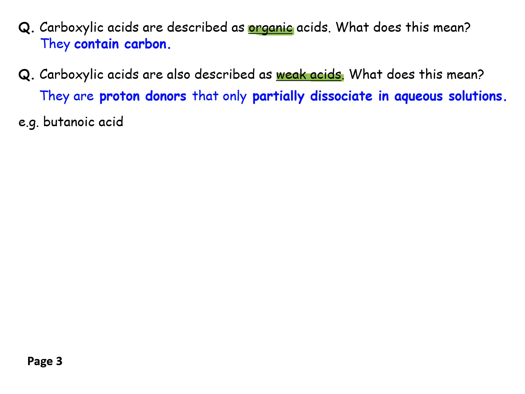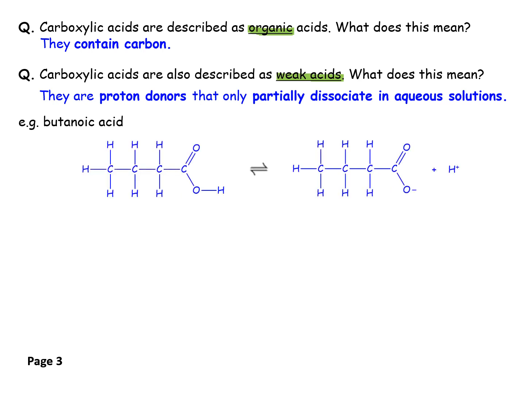Now we can show that happening by use of an equation. If we use an example here of butanoic acid, we can show that partial dissociation by using the equilibrium sign. The equilibrium sign we've met before. On the left you've got the butanoic acid, on the right you can see that the H has gone. Now the line here isn't the covalent bond, that's the charge, because what's actually happened is that O-H bond has broken. Both of those electrons from the bond have gone to the oxygen atom.